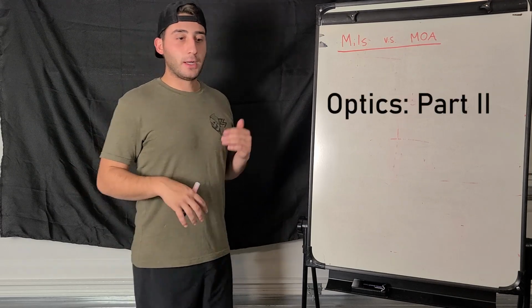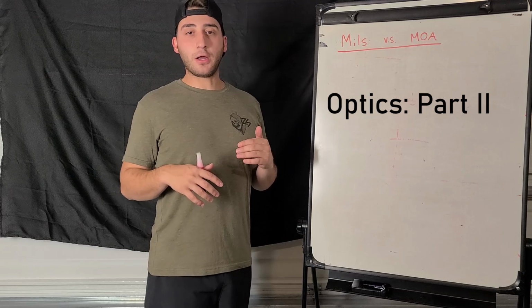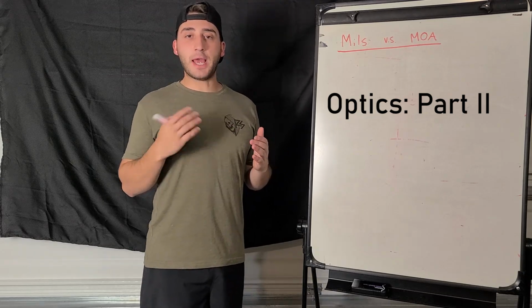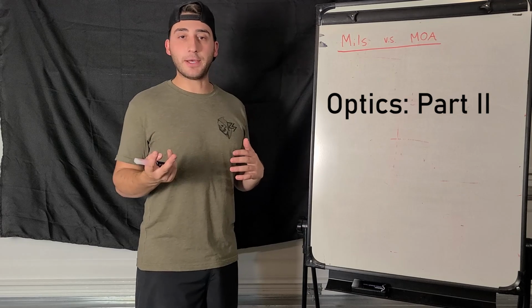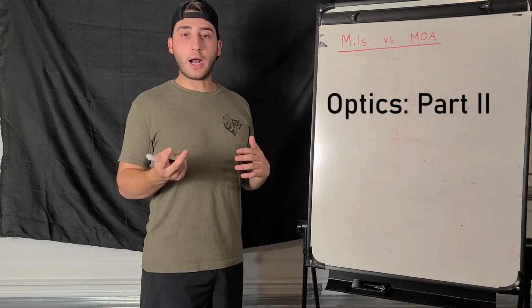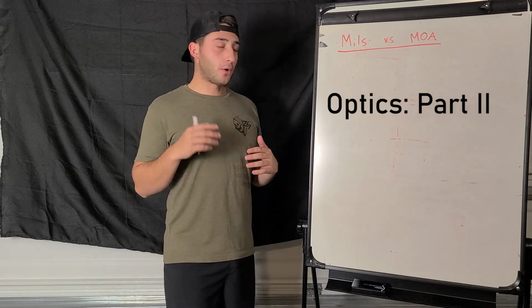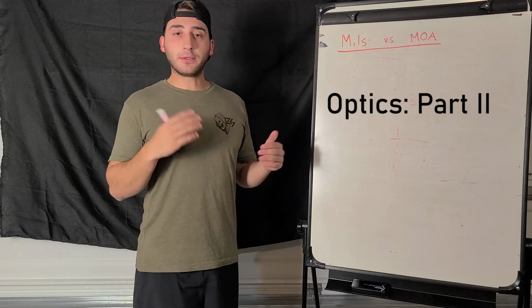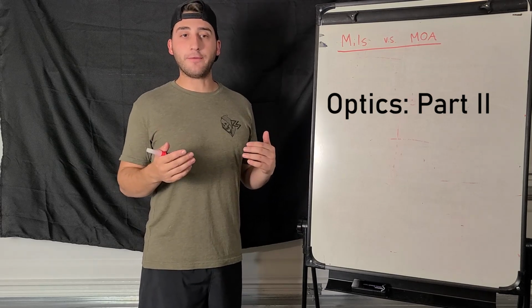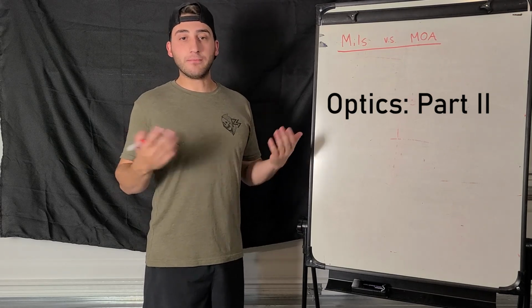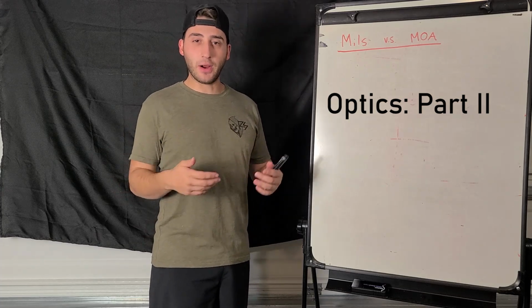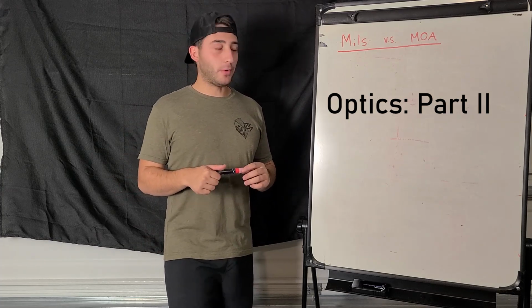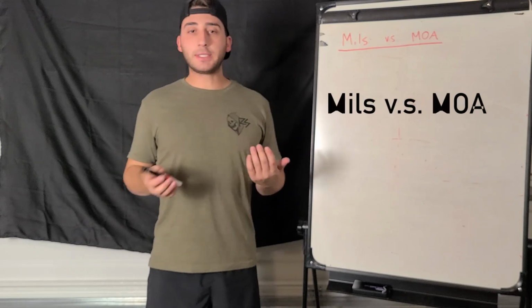All right, so in this video we're going to talk about MILs versus MOA, because those are the two angular units of measure that are used for optics. We're also going to talk about reticle selection and how we can use reticles to our advantage to shoot targets out to farther ranges, and how to employ our optics in the best possible way.